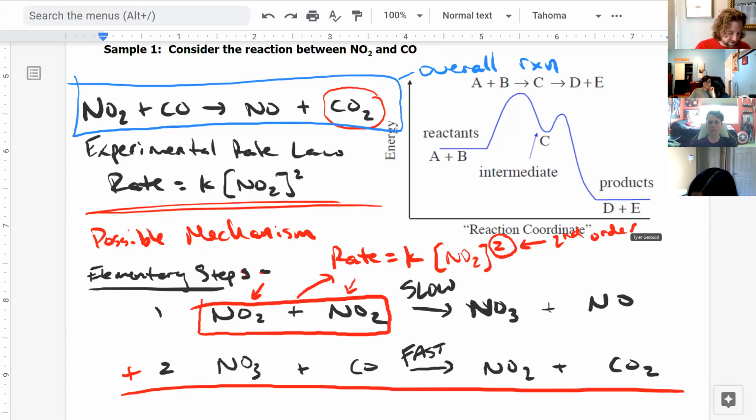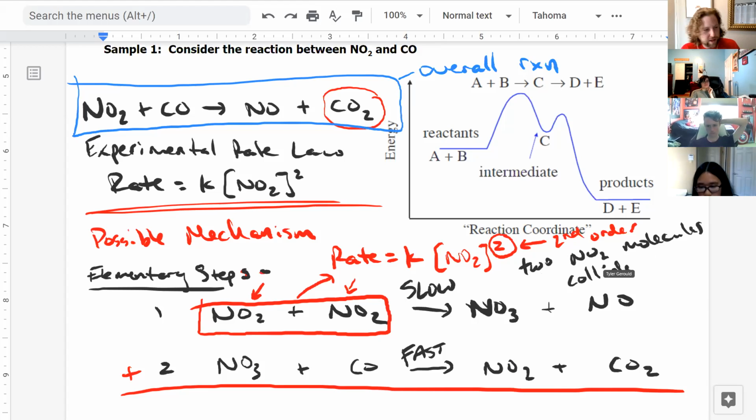this order, second order, represents, in a reaction mechanism, we now get a stronger definition of second order. This means that 2 NO2 molecules collide. So the rate of this reaction is based on how fast and efficiently 2 NO2 molecules collide with each other.